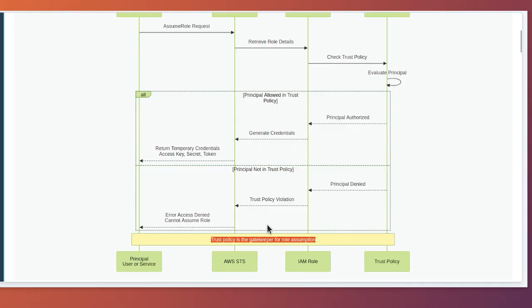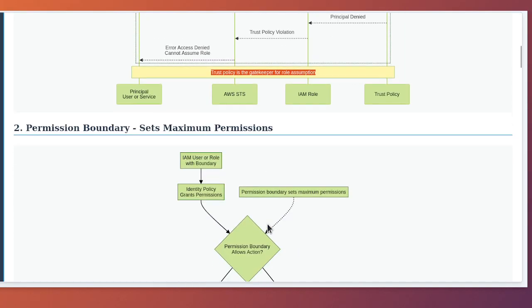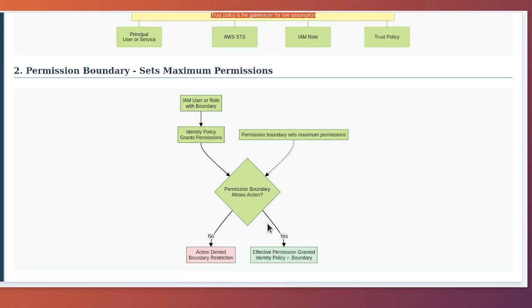Now let's examine the second flowchart diagram, which shows the permission boundary flow. Permission boundaries control the maximum permissions an IAM user or role can have. At the top, we have the IAM user or role node representing an identity that has both identity-based policies and a permission boundary attached. An arrow flows to a box labeled Identity Policy grants permissions representing the standard IAM policies that grant permissions to perform actions. From there, an arrow flows to a decision diamond labeled Permission Boundary allows action. This is where the critical intersection happens.